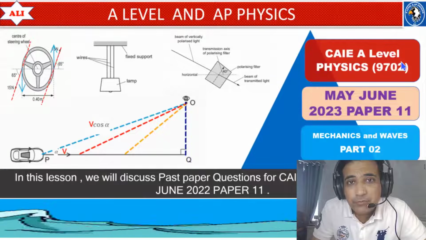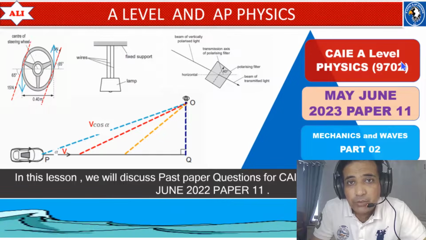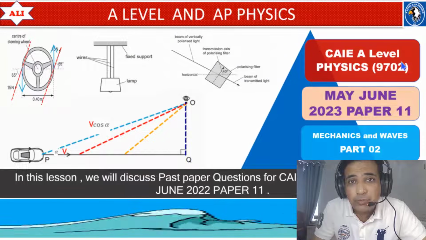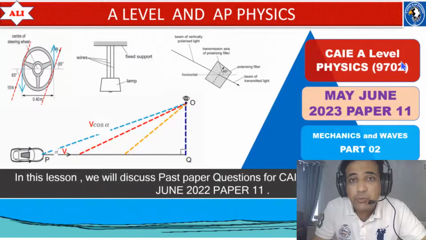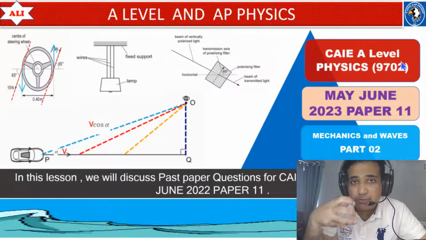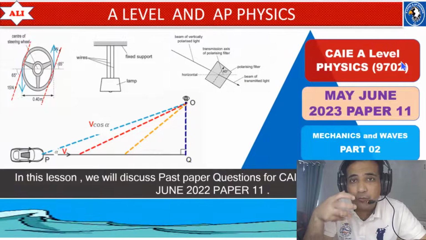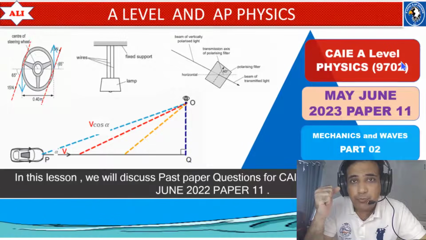In today's lesson, we will discuss past paper questions from May-June 2023, Paper 1, Variant 1. Our main focus will be on mechanics and waves questions. As always, we will discuss these questions in detail so you can improve your conceptual understanding of these topics, and also have a better understanding of these exam questions. Let's study together, let's improve together.